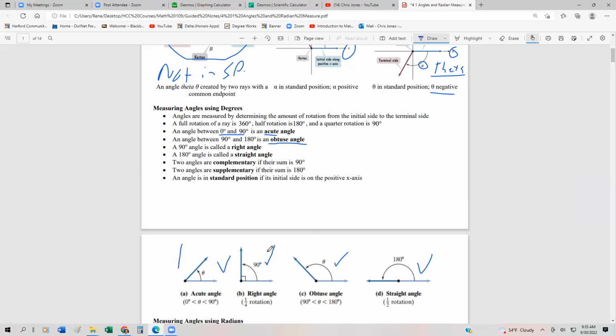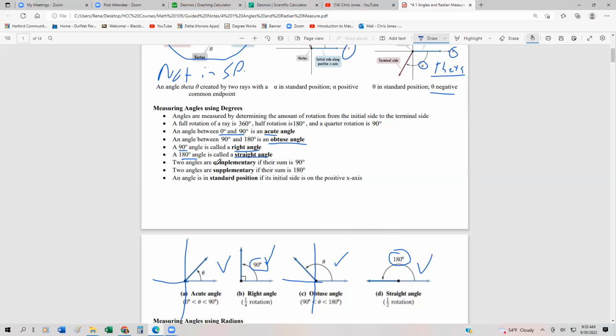If I was to construct these in some sort of Cartesian plane like this, we could see that the acute angle would terminate in quadrant 1, and an obtuse angle would terminate in quadrant 2, right? Right angles and straight angles, 90 degrees and 180 degrees respectively, terminate on the axes. So they don't fall in a specific quadrant, they just fall on axes. 90 degrees, right angle, as we just said, 180 degrees, straight angle.